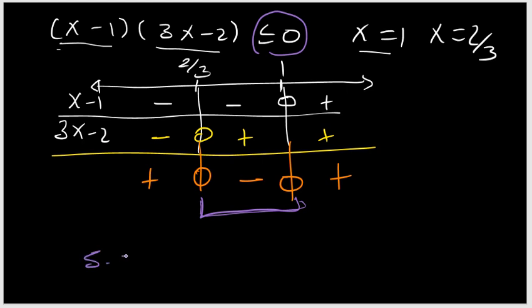So my solution set will be x is an element of the interval between 2 over 3 and 1. Any real number in between this interval will be true. That is the answer. If we go to the case method, what to do?